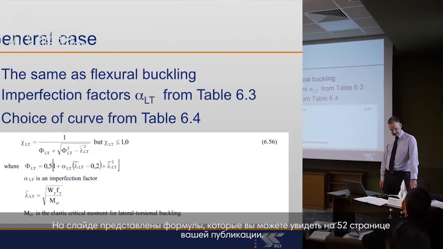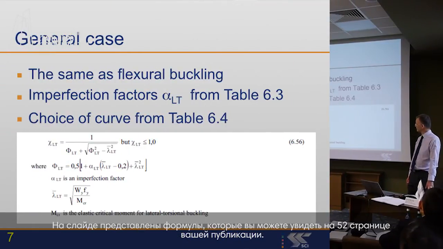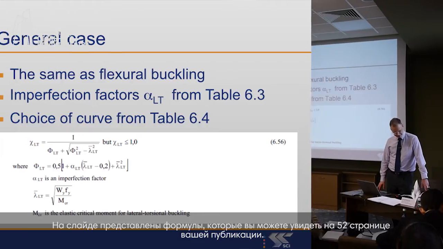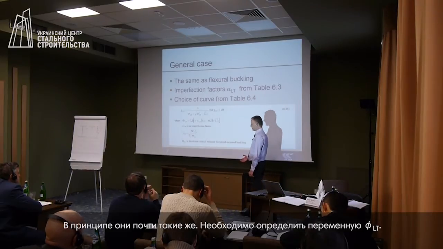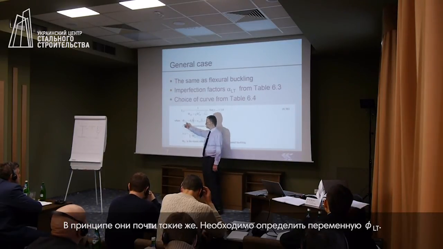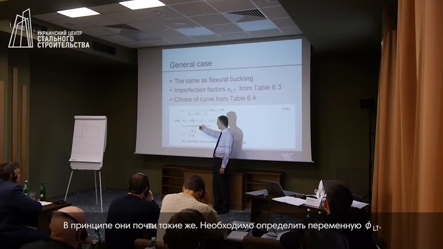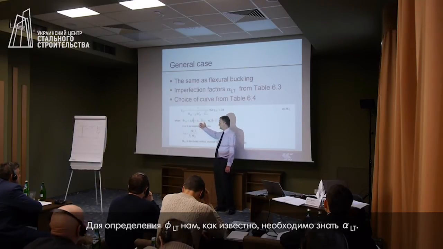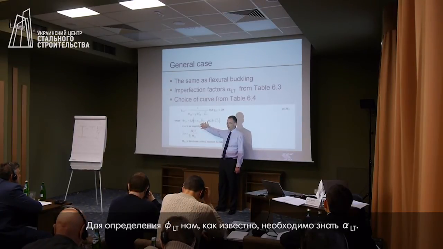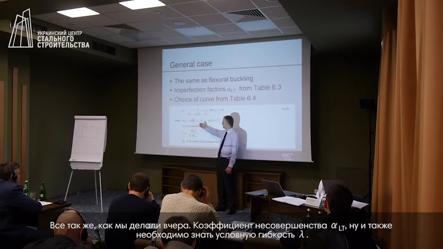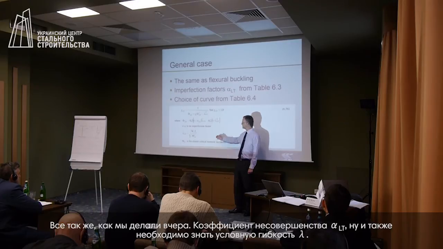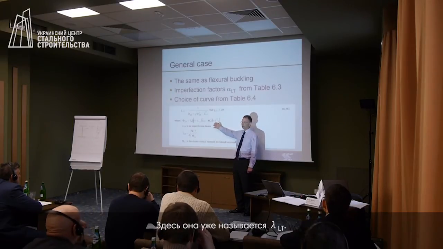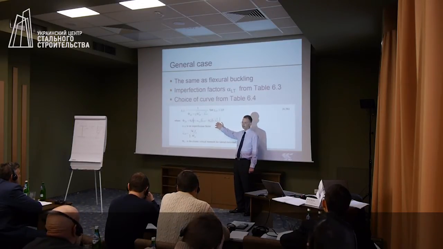So those are the formula, and you will see those on page 52 of your guide. It's expressed in precisely the same way: we have this intermediate term to determine, phi LT. Phi LT demands that we know alpha LT, just like yesterday, an imperfection factor. And we need to know this slenderness, now called lambda bar LT.